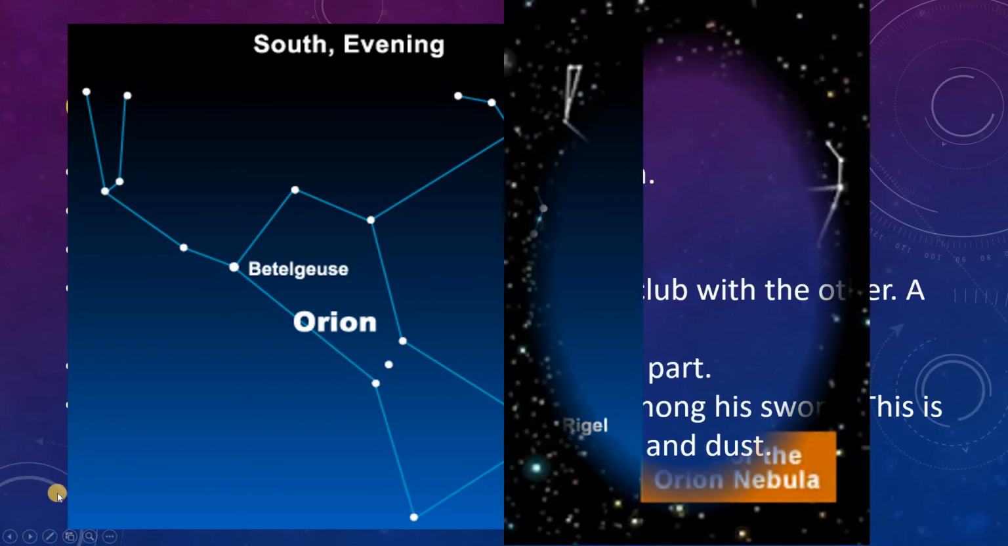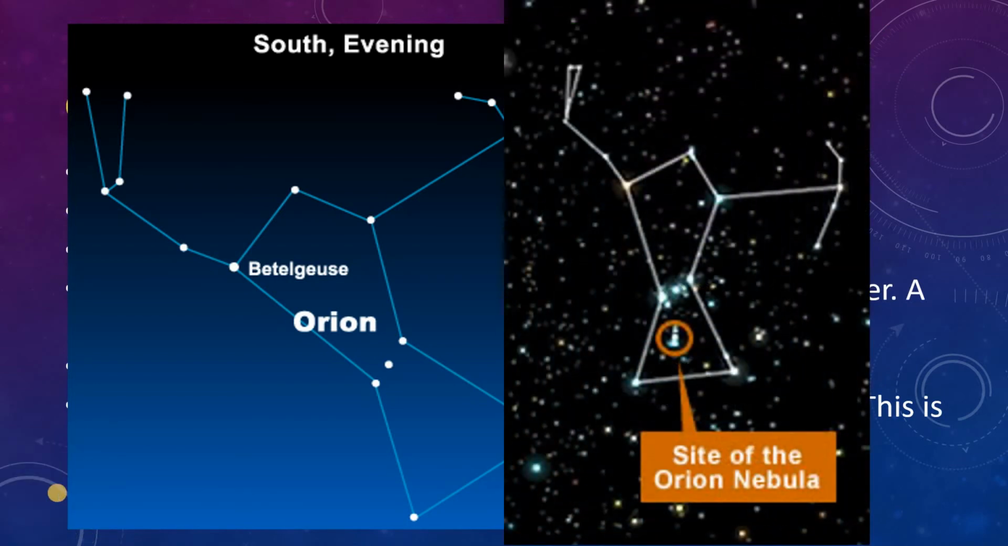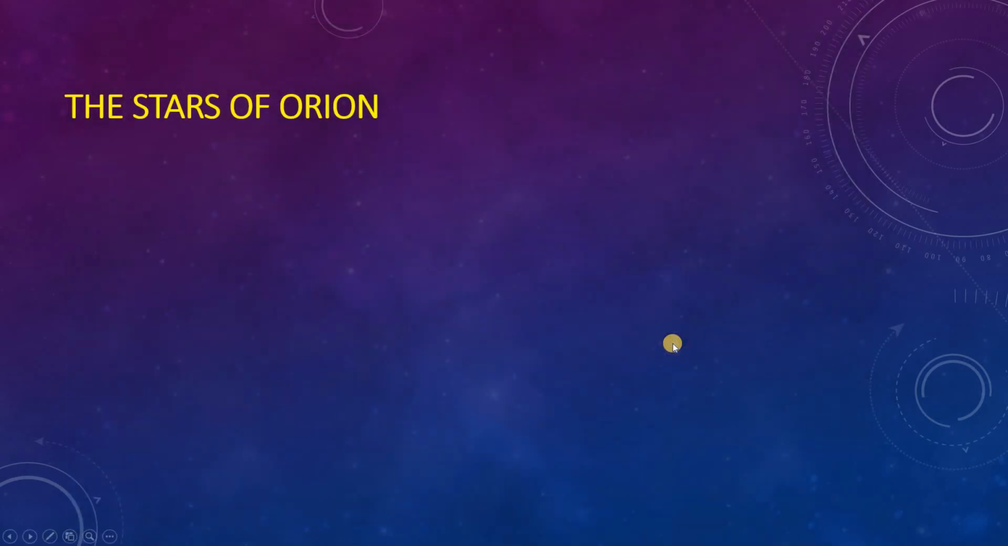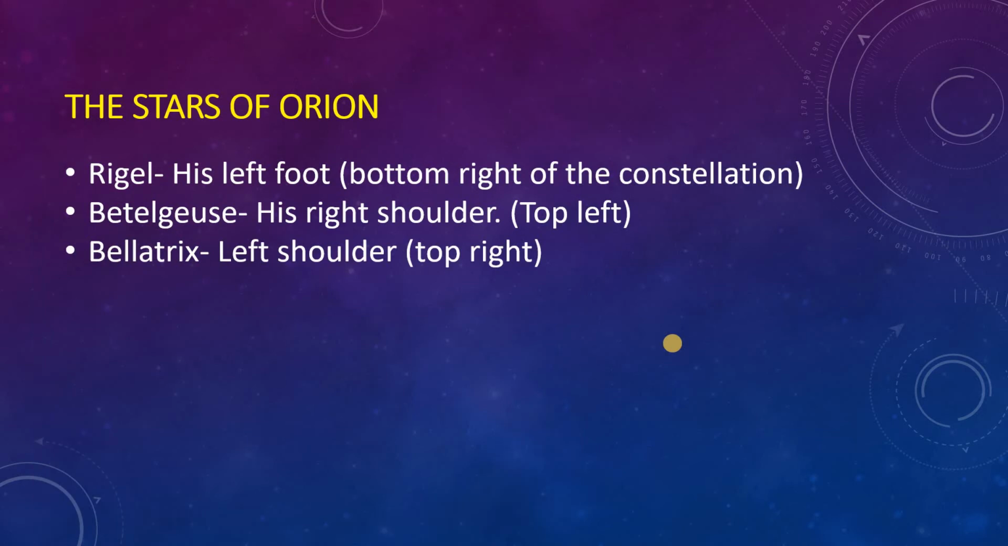Orion, of course, there is your Orion Nebula, can be found in the sword. Now, let's talk about the stars of Orion. Rigel, or Regal, I've heard people say it that way. He actually has three that I want you to be familiar with: Rigel, Betelgeuse, and Bellatrix. Notice we're looking at it from our perspective, so his left is actually on our right. He's kind of facing us. And so Rigel is his left foot.